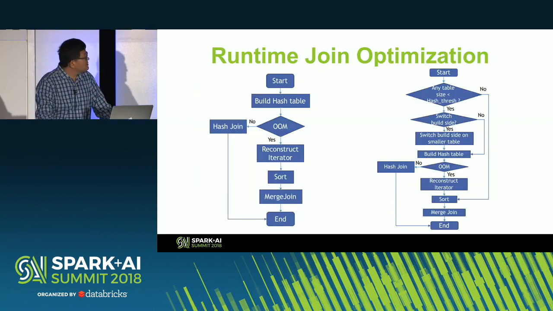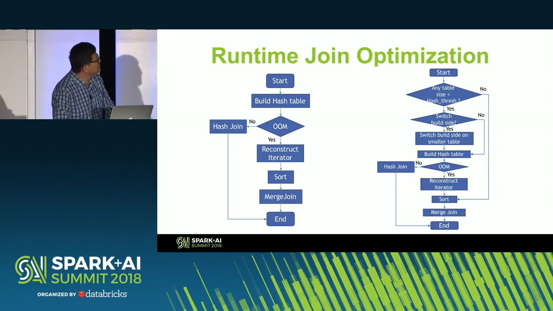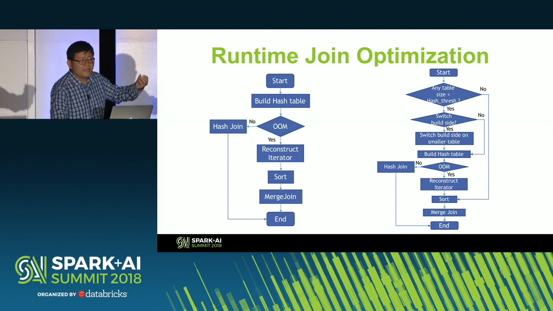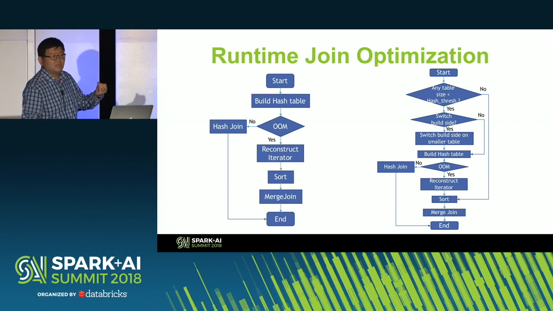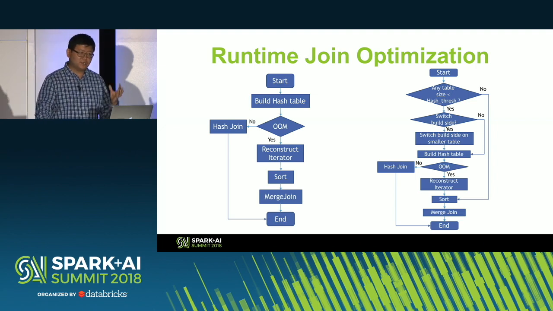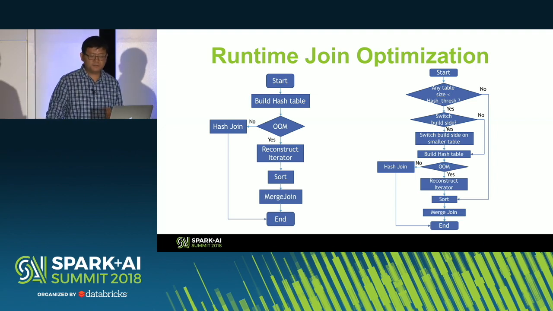This right side is the flow. It's a little different from the implementation. First we pick the table with the smaller size, then build the hash table on the smaller side, then do the hash join. Also, we have a catch-all case. Even with the accurate data estimation, if it hits an out-of-memory issue, we can still fall back to the sort merge join.